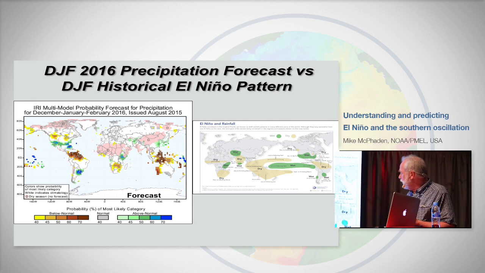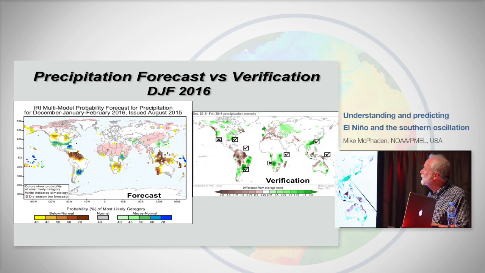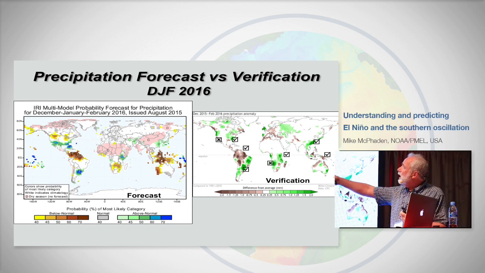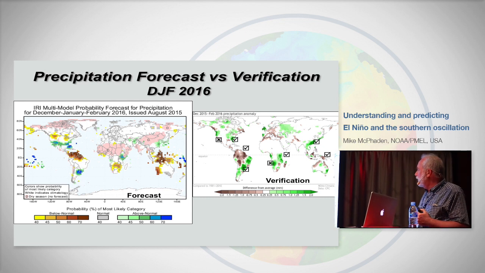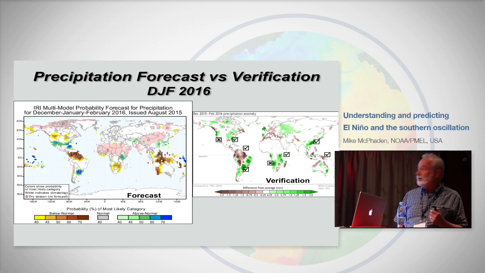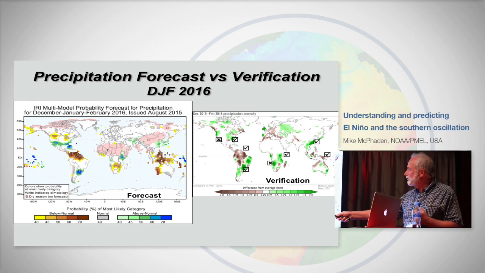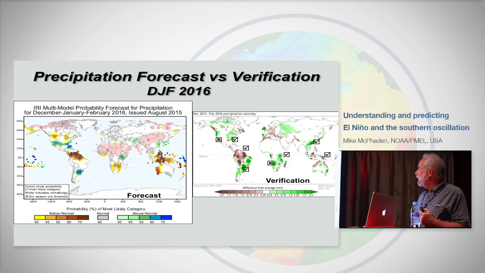So what actually happened? That's shown here. This is the precipitation anomalies observed in December, January, February 2016. And if you look closely at this, you can see actually some good hits. Northeast Brazil was dry. Southeast Brazil and Uruguay, very wet. East Africa was very wet. East Asia, very wet. It was dry in parts of Indonesia and New Guinea and Australia.